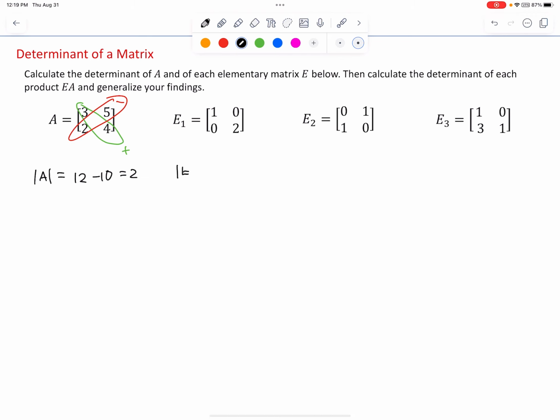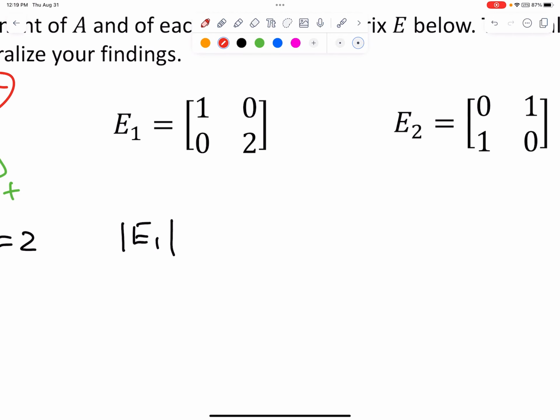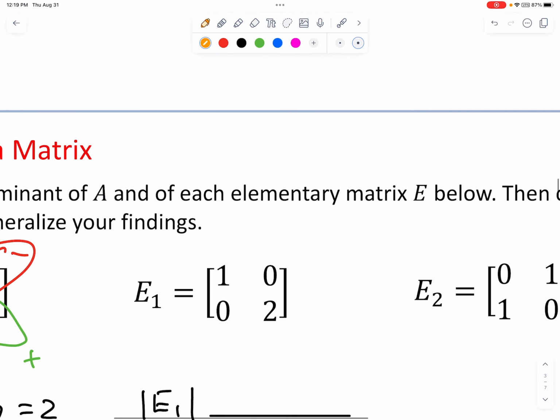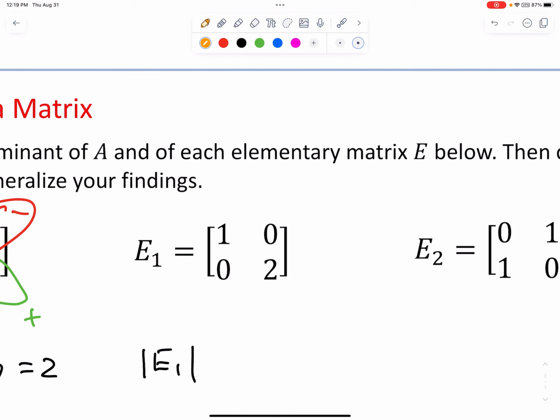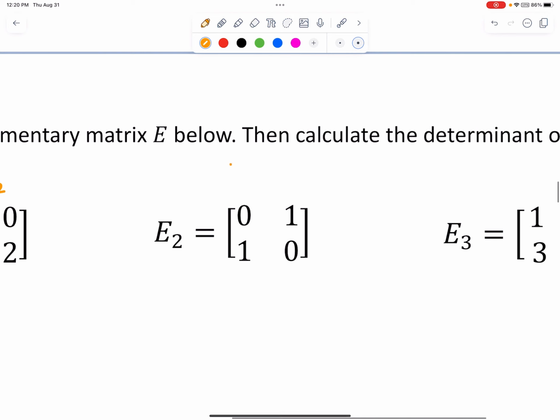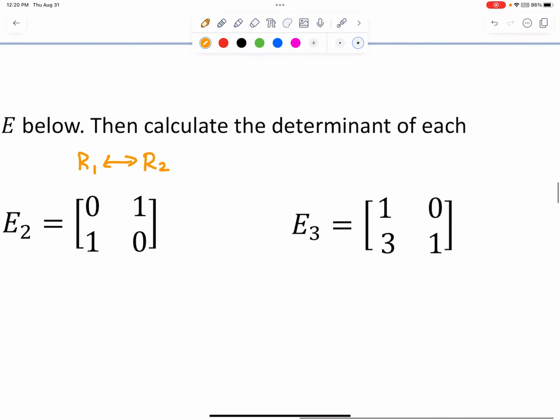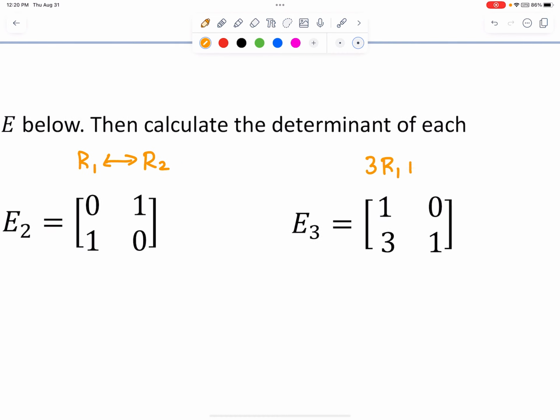So the determinant of E1, now all these E's are elementary matrices. They are the results of one row operation being performed on the identity matrix. We can probably identify what those row operations are. Let's go ahead and write them down real fast. This row operation is a doubling of the second row. So this would be 2 row 2 is how we went from I2 to E1, how we went from the second 2 by 2 identity to this matrix here. In this one here, we did a row 1, row 2 interchange. And in this case here, we did 3 row 1 plus row 2 to make a new row 2.